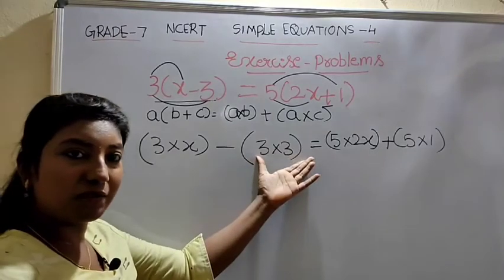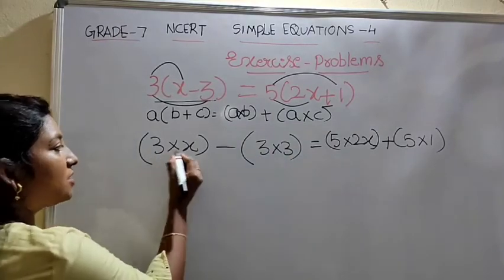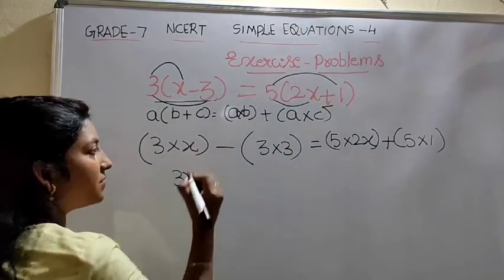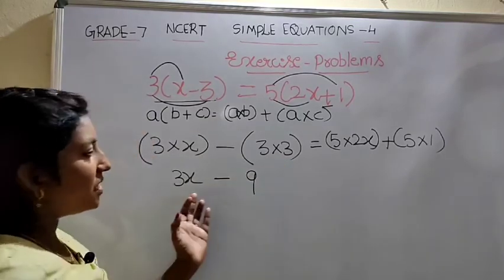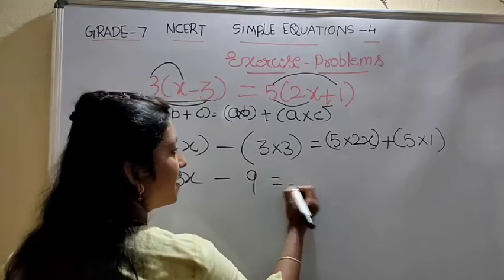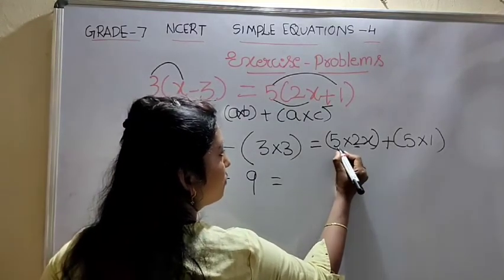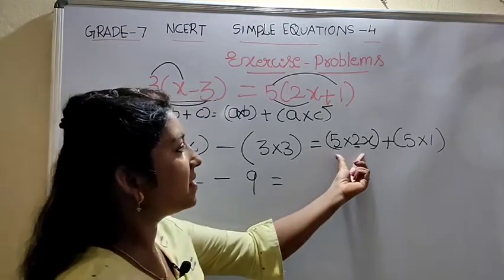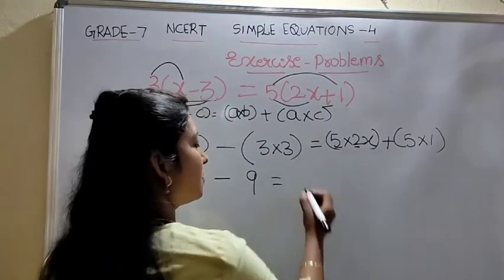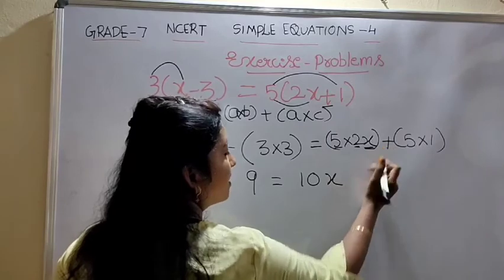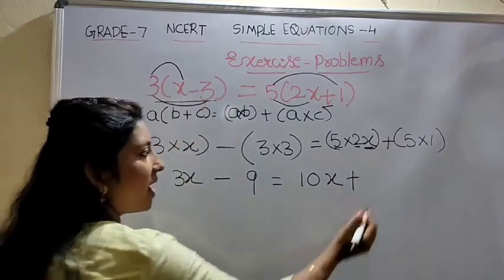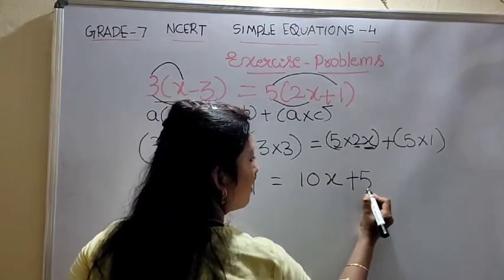So now what we have to do? Let us start multiplying. 3 into x gives 3x, minus 3 into 3 becomes 9. 3x minus 9 equals to 5 into 2. So first we are multiplying the numbers and then the variables. So 5 2's 10, and here we have x, so write x. What is the symbol here? We have plus, and 5 into 1 gives 5.